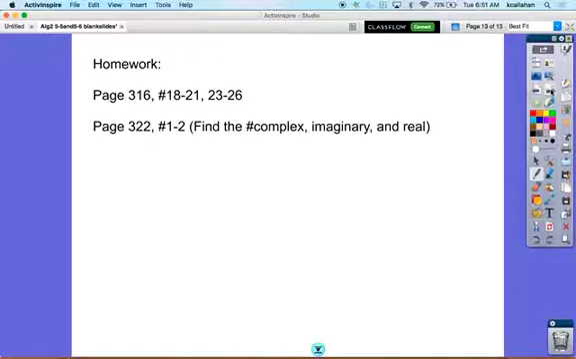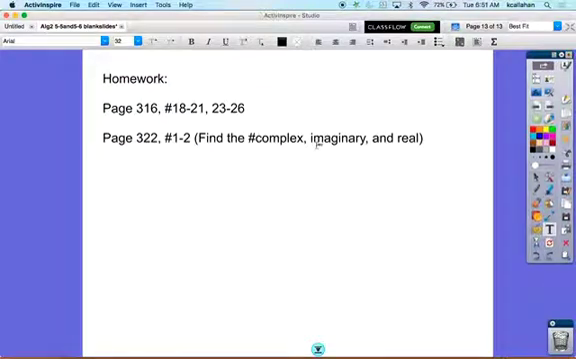And let me just fix this a little bit. We're going to find the number of complex, the actual real, and the number of imaginary. And let me stretch that out like that. And let me hit pause.